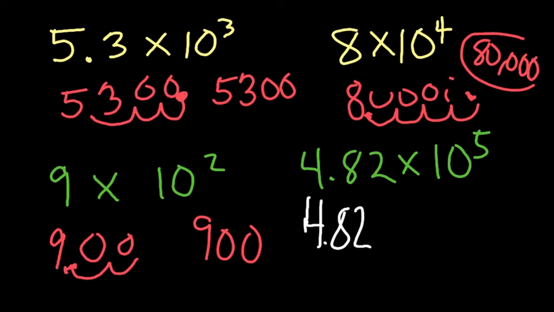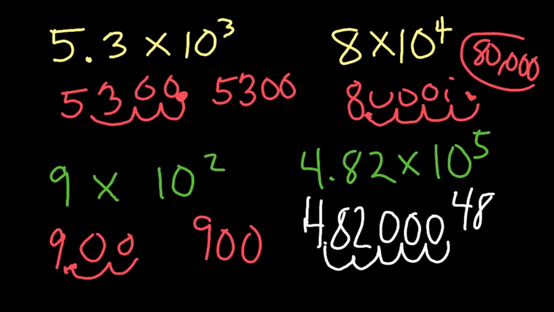4.82, 10 to the 5th. The 5th means move it 5 times. 1, 2, 3, 4, 5. And fill in with zeros. Then you got to rewrite it. 4, 8, 2, 0, 0, 0. My last 0 is not wanting to print on my screen. So I'll go over here. 4, 8, 2, 0, 0, 0.